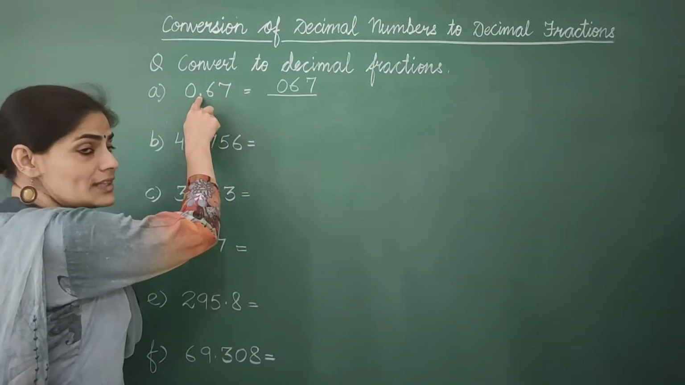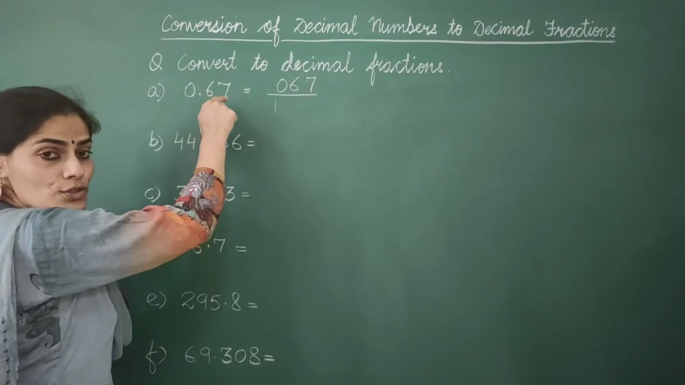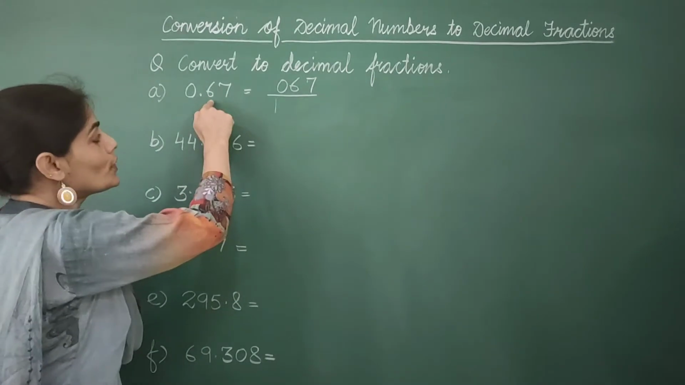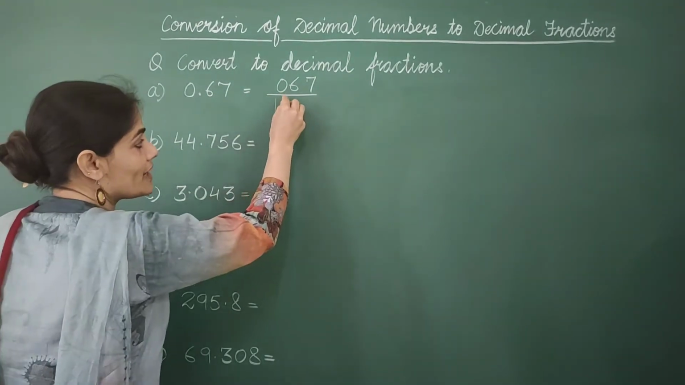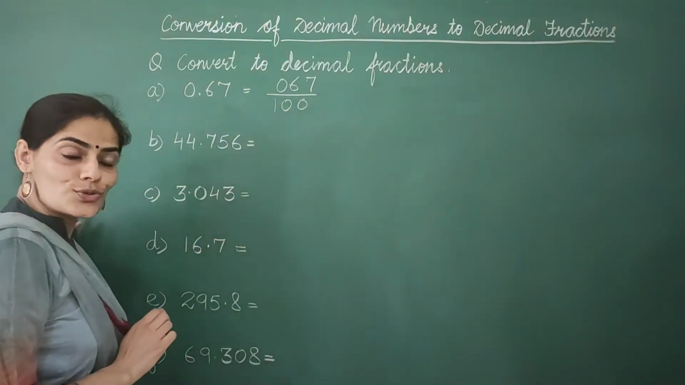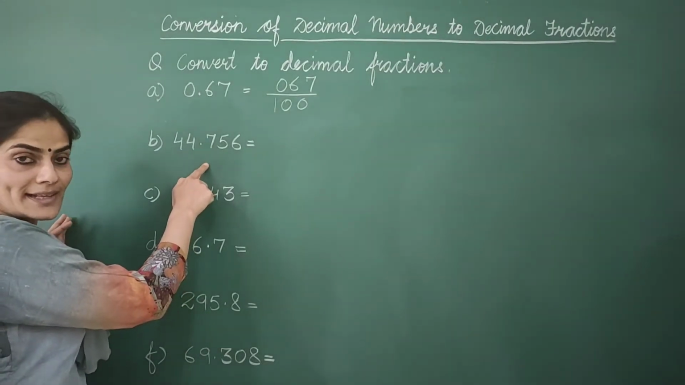Now, for this decimal point, you write 1. And for the rest of the decimal places, you put the number of zeros. So there are 2 decimal places. That means I am going to put 2 zeros. Is it clear? Let's move to the next part.